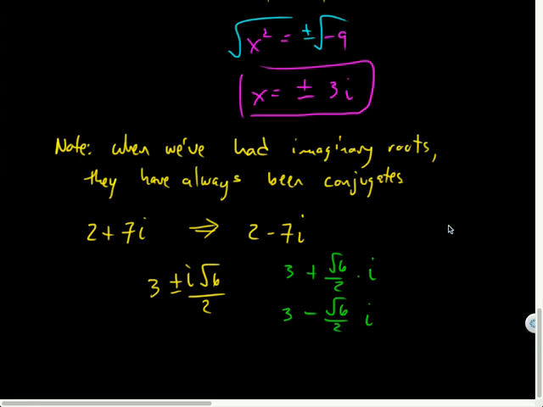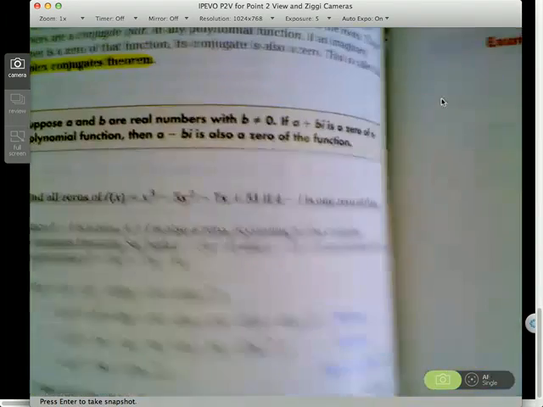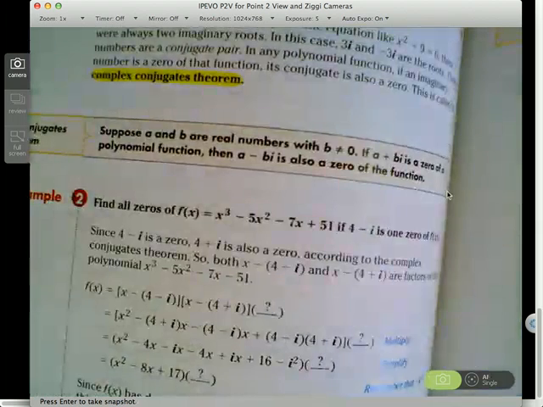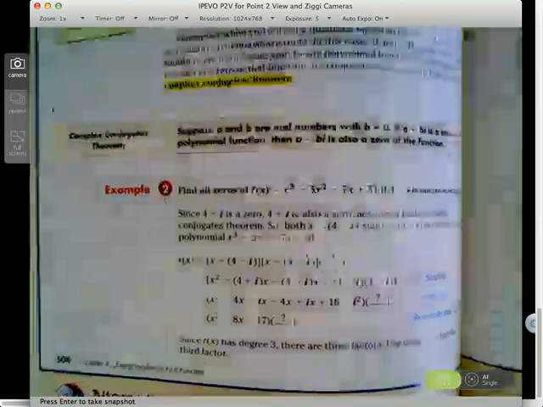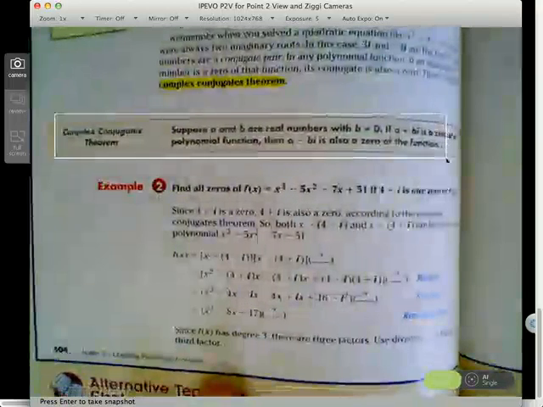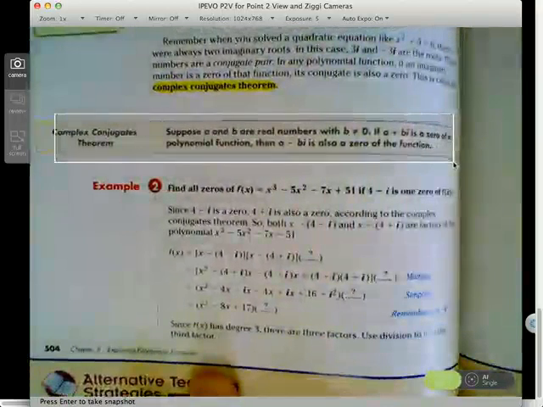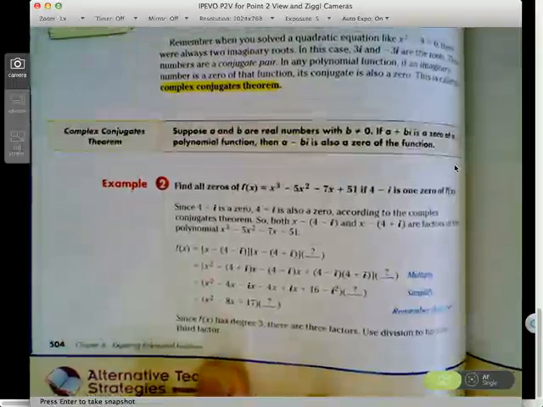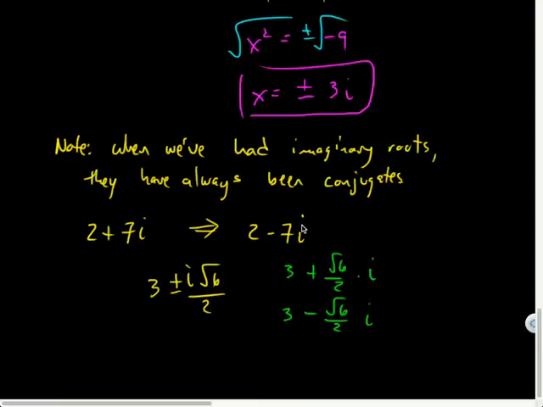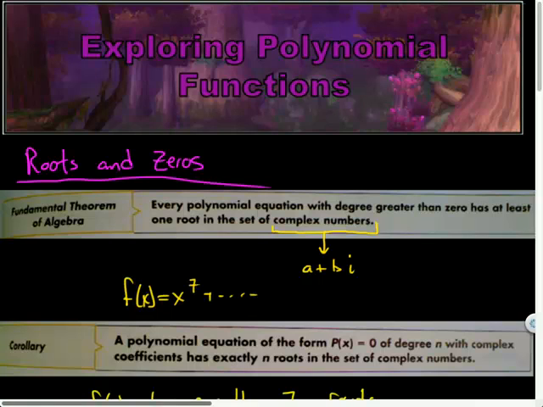So I'm going to just grab a quick snapshot of that. And let's see, that summarizes it. Complex conjugates theorem. There, that's good enough. And I think I'll have to fit it up at the top of the page, sadly.